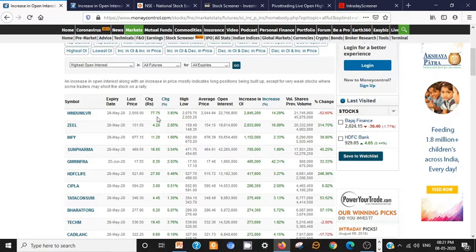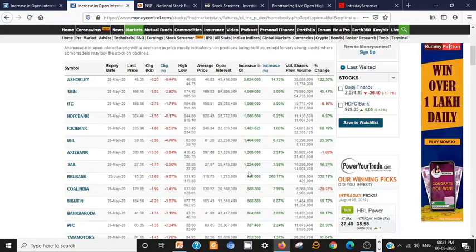Similarly, if you take an increase in open interest and a decrease in price, this is what you get. An increase in open interest along with a decrease in price mostly indicates short positions. So these are the stocks which are going to show a bearish trend, and they can be used for short selling. Stocks such as Ashok Leyland, SBI, ITC, HDFC Bank, and so on. So this is how the method works.